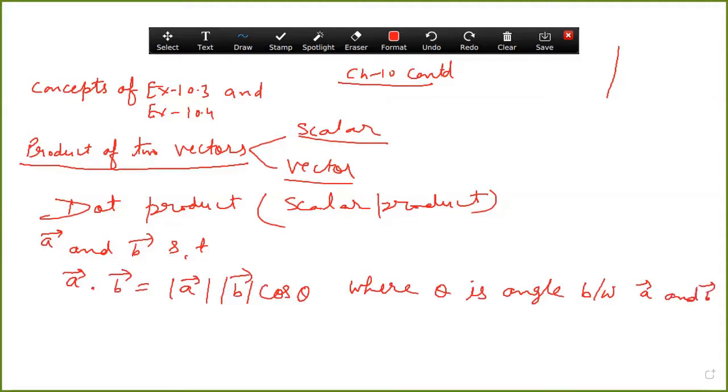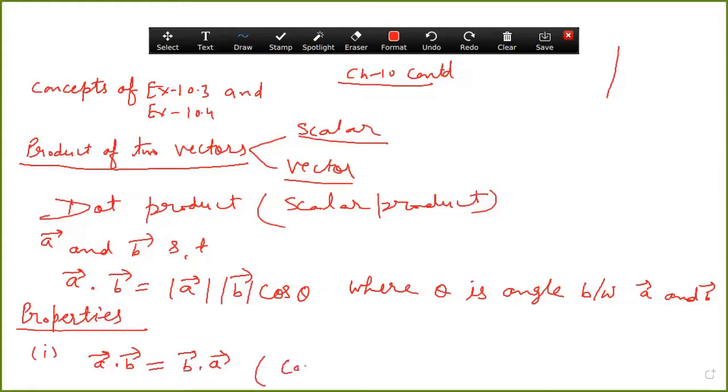Here first we will discuss the dot product and its properties. First, if you multiply A to B or B to A, you are getting the same answer. A dot B and B dot A both are the same. So this law is known as the commutative law.